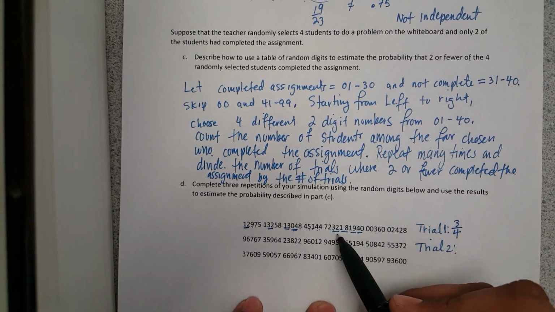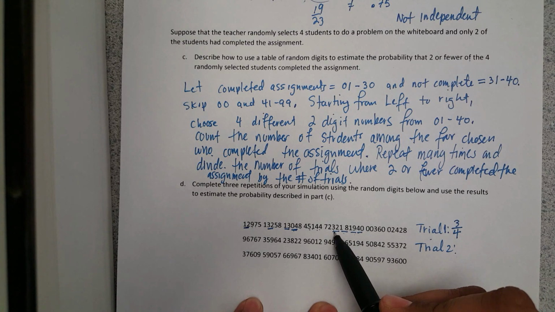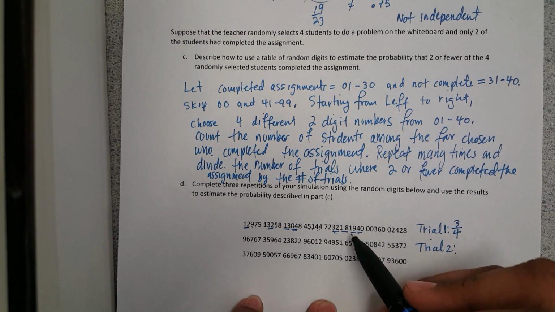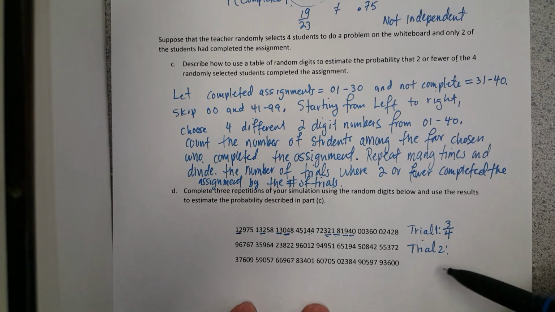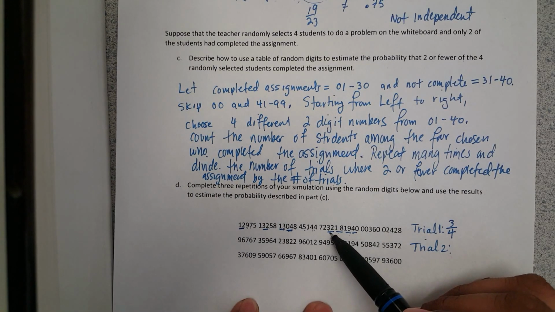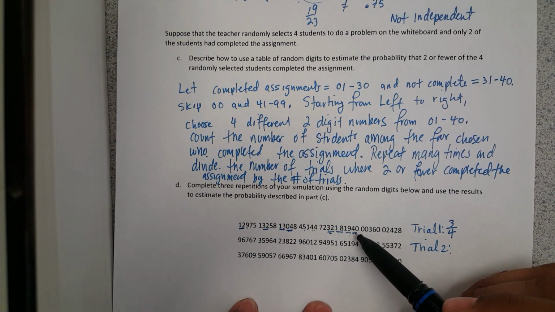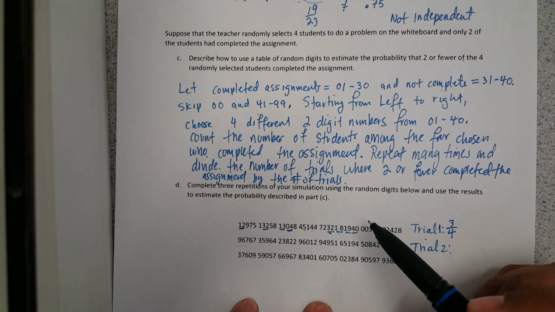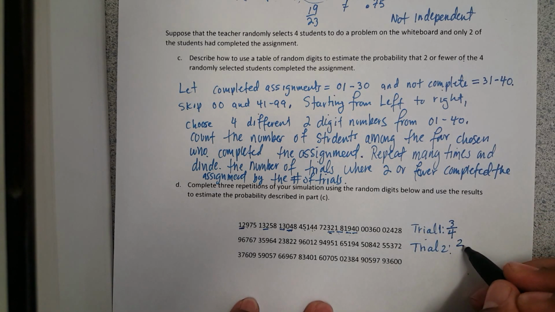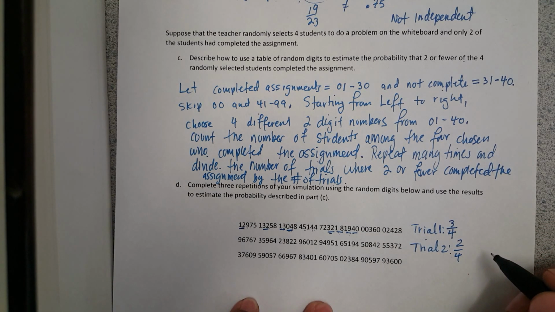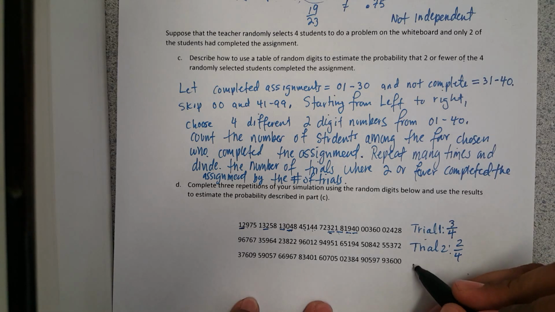All right, so now we have these 4 digits. So 32, which means, remember, it means that you didn't complete the assignment. So we're trying to do trials in which they completed. So 32 means it didn't complete. 18 they completed, so that's 1. 19 they completed. And then we also have 40. Okay, so that means only 2 of the 4 completed the assignment. Okay, so that's the second trial.